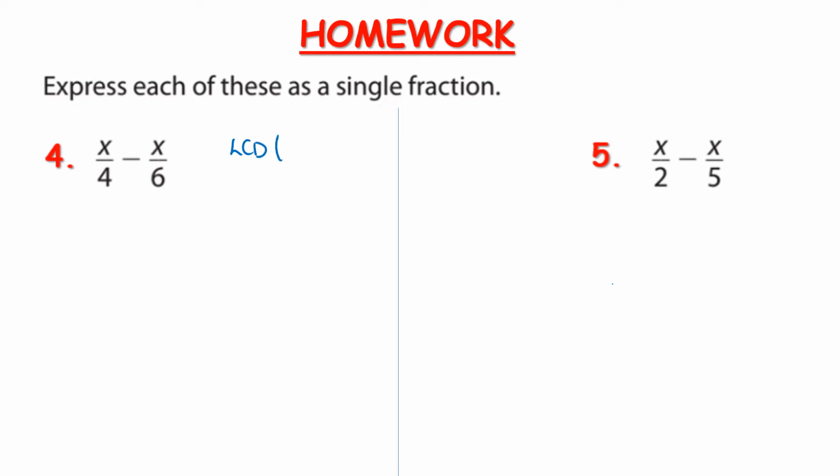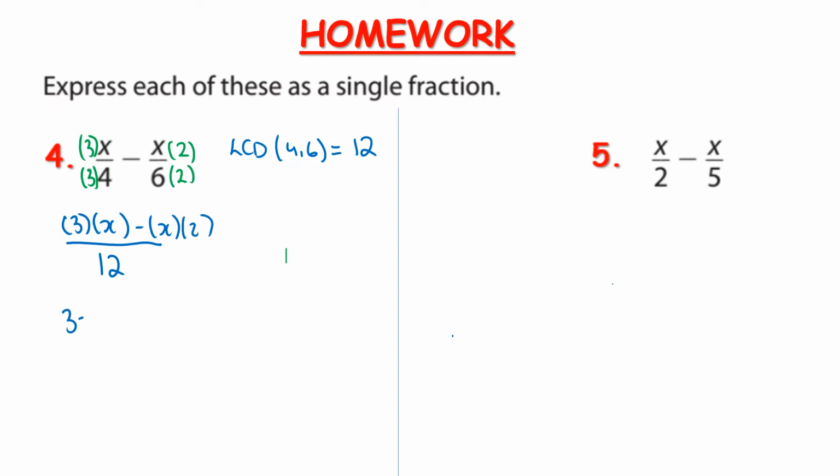So the lowest common denominator of 4 and 6 is not 24. Just be careful. Like I said, I'll talk more about that on Thursday. It's actually 12. So here I'm multiplying by 3. And here I'm multiplying by 2. And common denominator is 12. And we get 3 times x minus x times 2. So 3x minus 2x all over 12, which is 1x, or just x over 12.